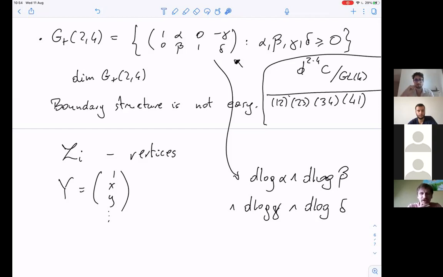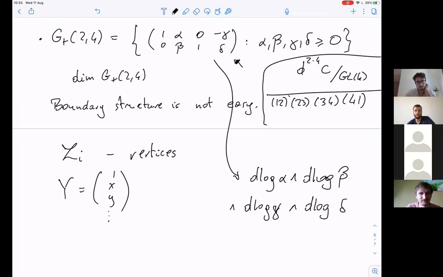Okay. Yes, you're probably right. I should have said that this form always works. Whichever parameterization you take and plug into this form, in this case, for example, you can find that the minor 1,2 is just beta, the minor 2,3 is alpha, the minor 3,4 is just gamma, and the minor 1,4 is delta. So if you plug it in, you will notice that you can reduce it exactly to this form. Yeah, thanks, Gabriel.